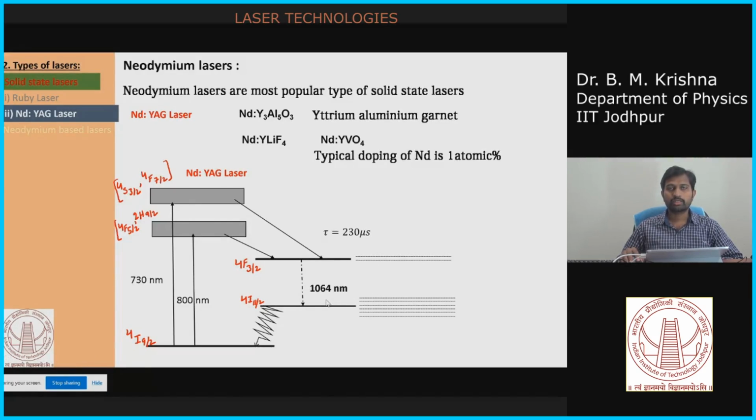And also we know that with the cavity design, you can tune whatever wavelength you want. That is within our hands, the wavelength tunability. But the stimulated emission cross section is larger for the 1064 nanometers.